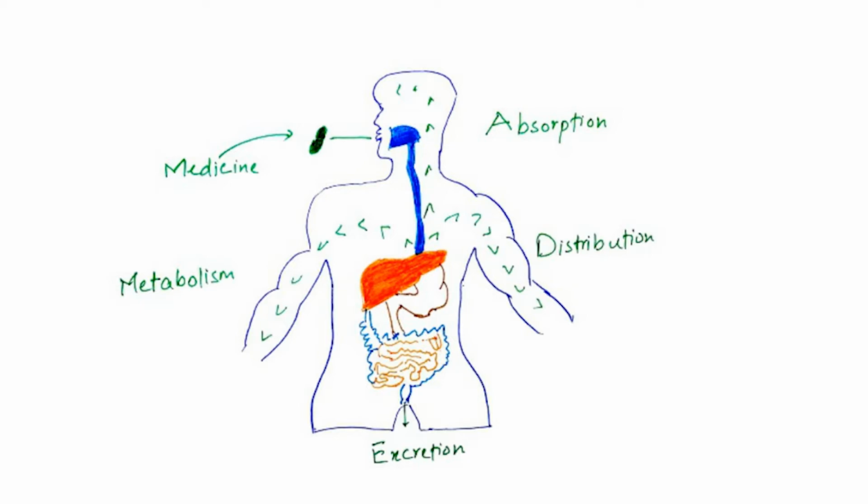So after its absorption, it is distributed. Distributed where? To the tissues where it's going to perform its action. After performing its action, it is going to be metabolized in the liver. When it is metabolized in the liver, it is ready to be excreted from the body, and then it is excreted via the urine through the kidneys.